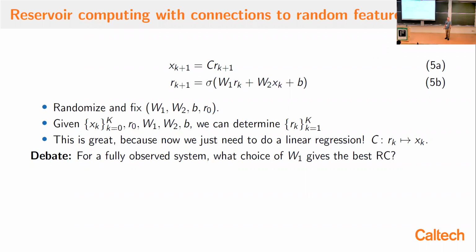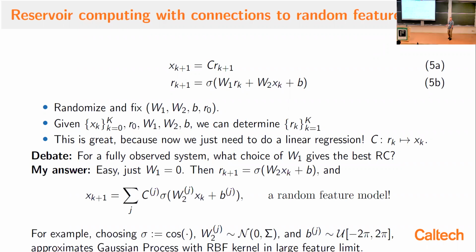One more? No? All right, don't hate me, but I think this is an easy and simple answer. I think the answer is that it should be 0. The right answer, I believe, is 0. W1 should be 0 because there is no latent dynamics, there's no memory, there's no missing state. So this RK is only really giving me expressivity. How can I get expressivity of R really easily? I kill W1 completely. I set it to 0. Then what is RK plus 1? It's sigma of W2 XK plus B.